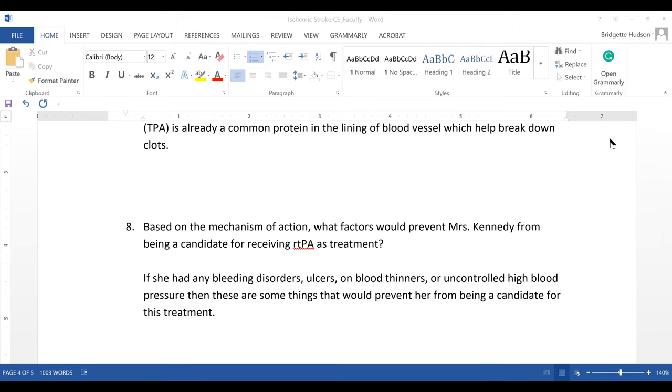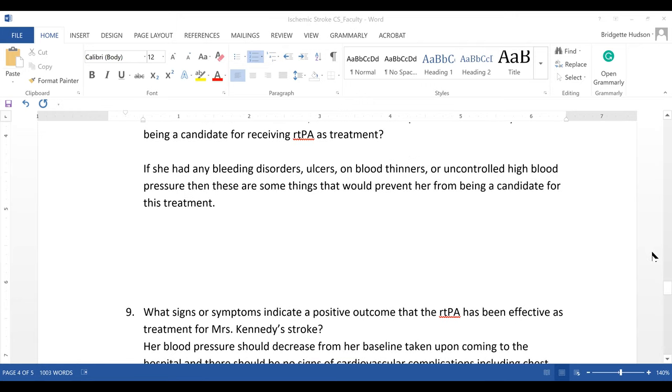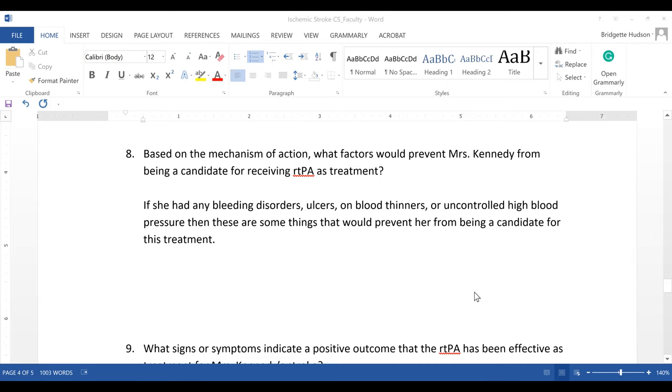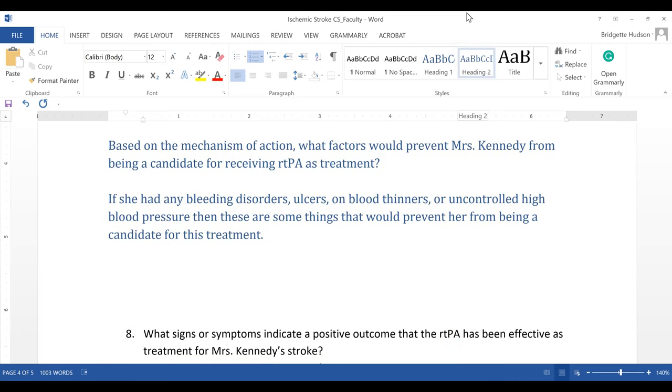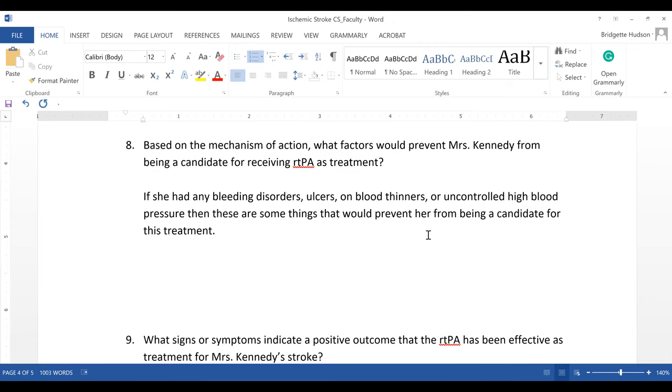All right, so let's see what number 9 says. What signs or symptoms indicate a positive outcome, that the TPA has been effective as her treatment for this stroke? So what do you think she would display? What about resolution of symptoms that she had prior? Decrease in weakness and confusion.